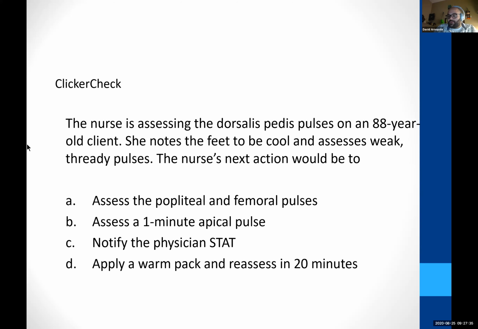So the answer with this one would be A, assess popliteal and femoral pulses to see how far the pulses go down. You know, do I get the popliteal and I still can't feel it? I get the femoral and I can. Okay, so that tells me a little bit more information: whatever's causing the block is occurring between there.